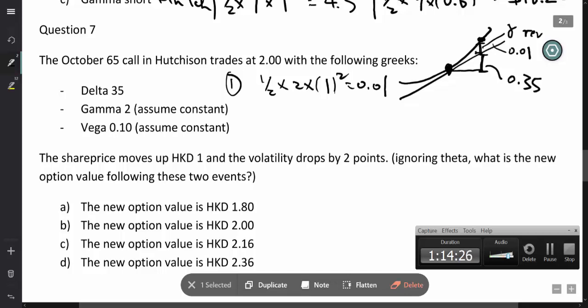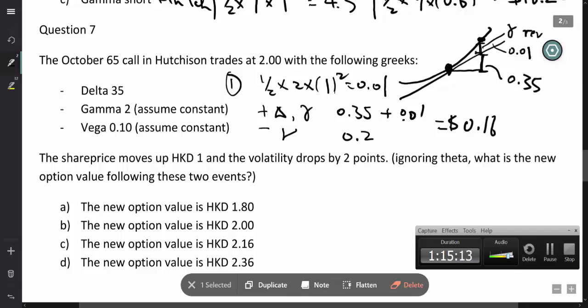But you've lost some money. You lost money because Vega is 0.1. So you have earned because of delta, you earn because of gamma, but you lose because of Vega. Okay, so here you earn 0.35 plus 0.01, and then you are going to lose 0.2. So you end up making 16 cents. So your increase in value is 16 cents. So the new price is actually $2.16.